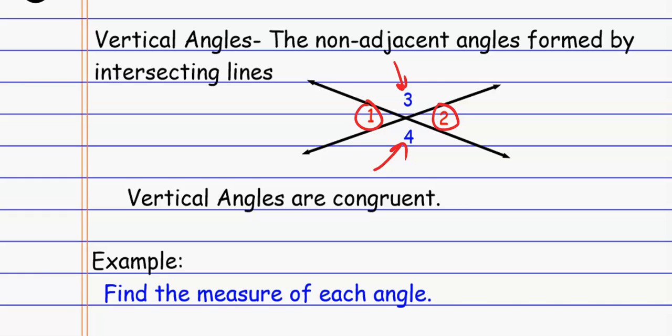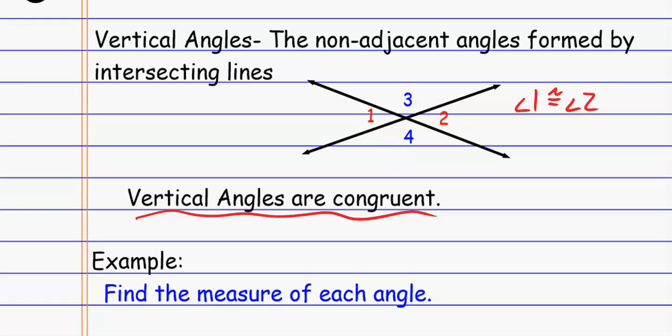Okay? And so when we look at this, the vertical angles here, angle 1 is actually congruent. If you look at my note underneath this, vertical angles are congruent. So angle 1 is congruent to angle 2. Those angles are the same because they're vertical angles. Those are my vertical angles. And so I have another pair of vertical angles here.